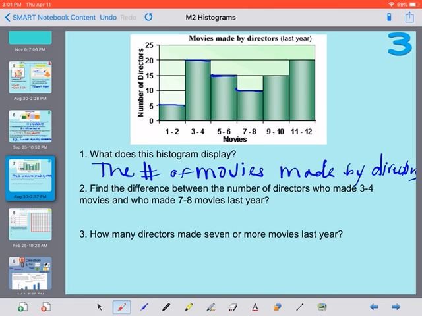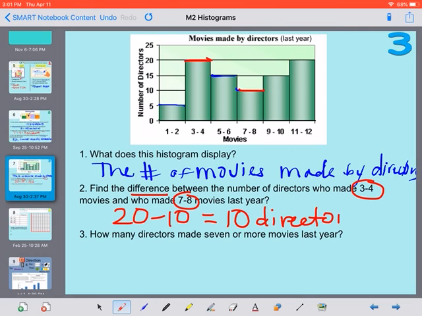Next it says find the difference between, okay, difference means we're going to be subtracting, the difference between the number of directors who made 3 to 4 movies and who made 7 to 8 movies. Well, 3 to 4 right here was 20 directors. 7 to 8 was 10. So the difference between those two is 10 directors. There's a difference of 10 directors. A director is a person who's like leading the movie, in charge of it.